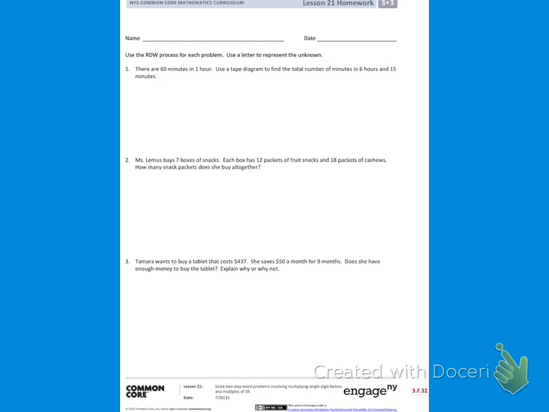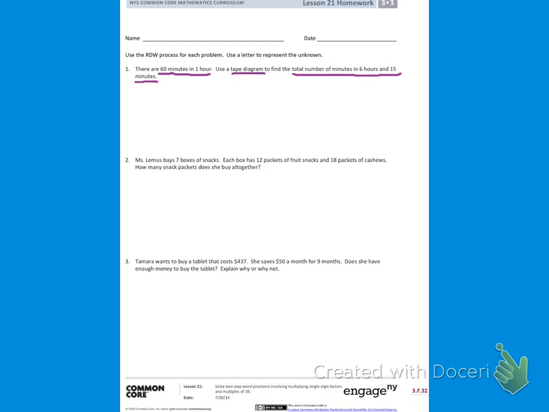So on item 1, let's begin by reading. There are 60 minutes in 1 hour. Use a tape diagram to find the total number of minutes in 6 hours and 15 minutes. Now let's underline the important details. 60 minutes in 1 hour. Tape diagram. Total number of minutes in 6 hours and 15 minutes.